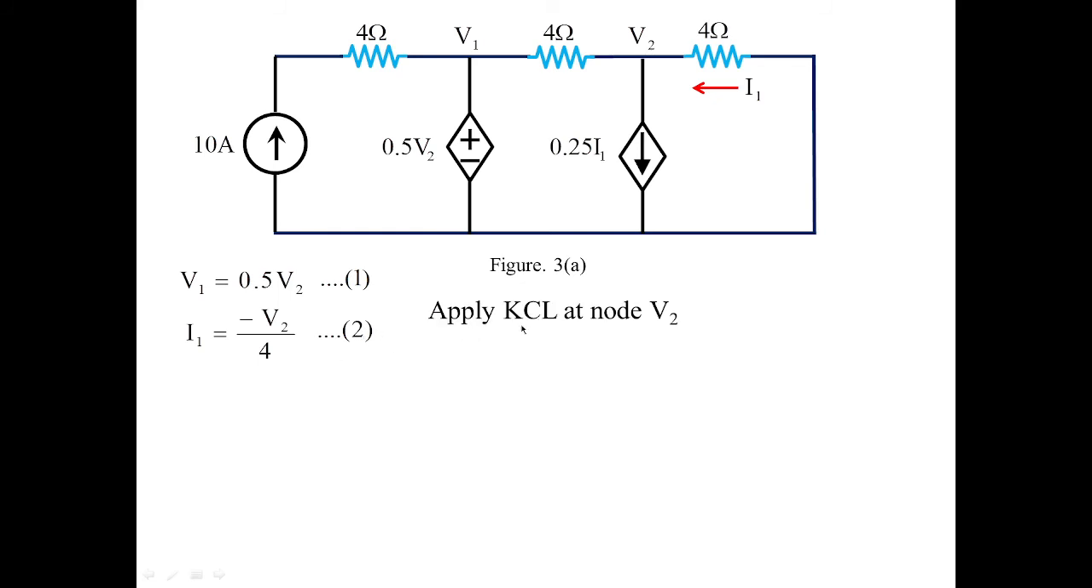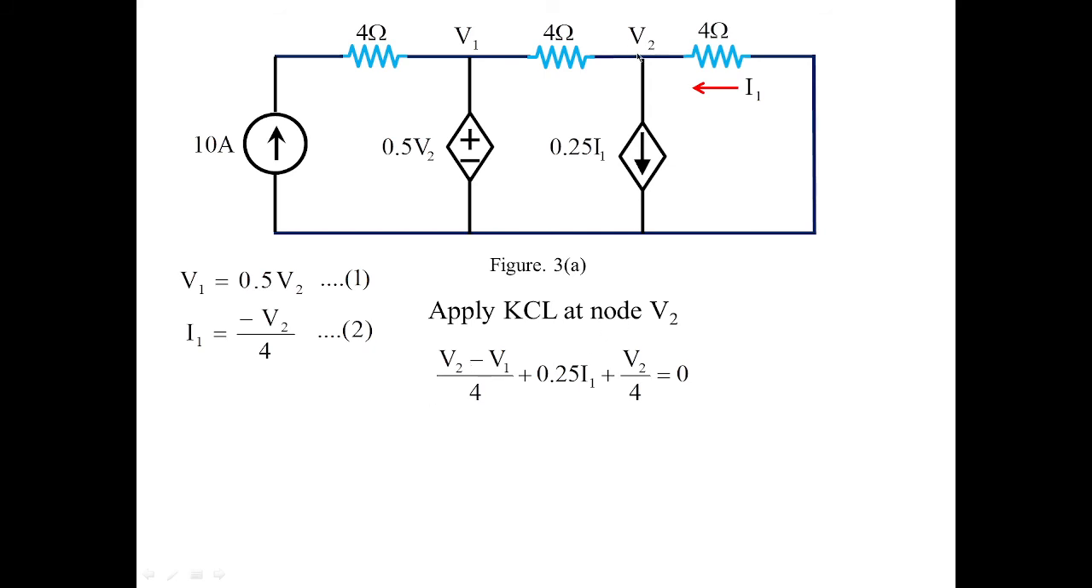Then we are going to apply KCL at node 2. No need of applying KCL at node 1 because V1 is already obtained in terms of V2 as 0.5 V2. Once you obtain the value of V2, you get the value of V1. So that's simple. So that's why we are applying the KCL at node 2.